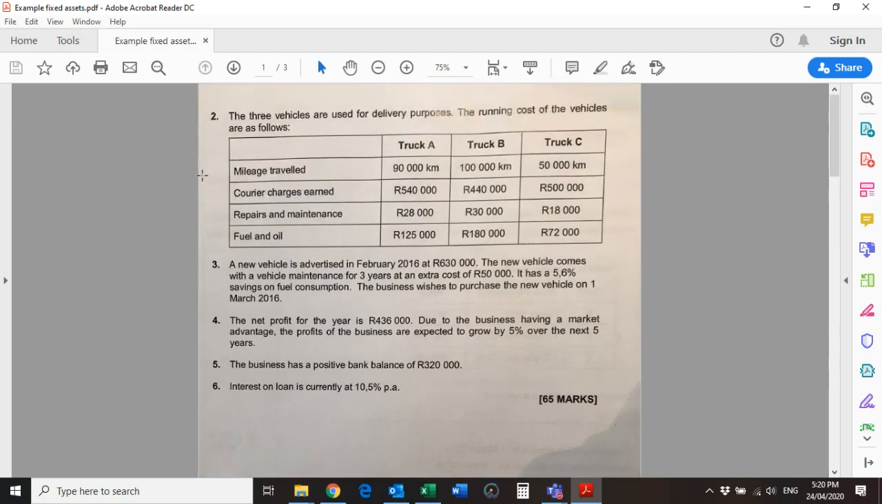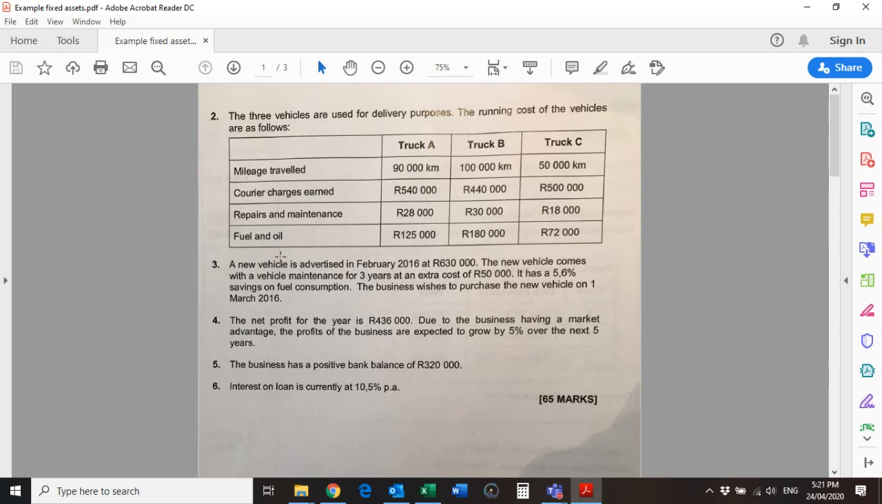It says there are three vehicles: truck A, truck B, truck C, and we use these trucks for delivery purposes. Now, the running costs of the vehicles are as follows. We have our mileage traveled. Each one traveled this amount during the year. We have our courier charges that we earned. So this is our income. Obviously these trucks travel and receive income from these travels. We have repairs and maintenance.